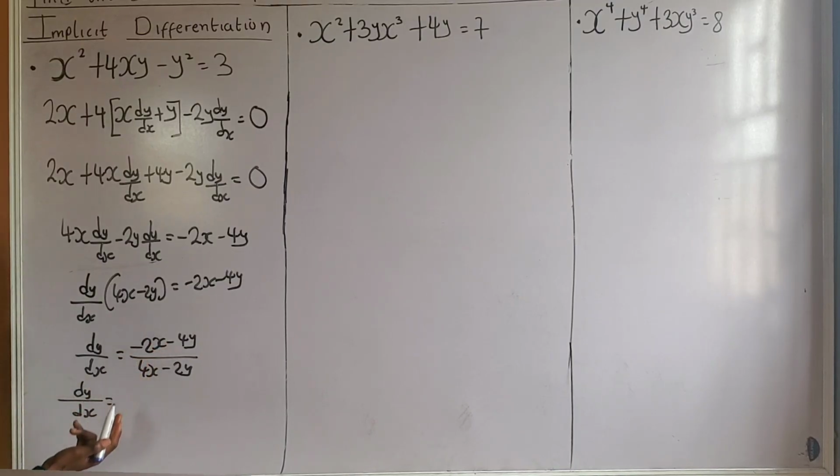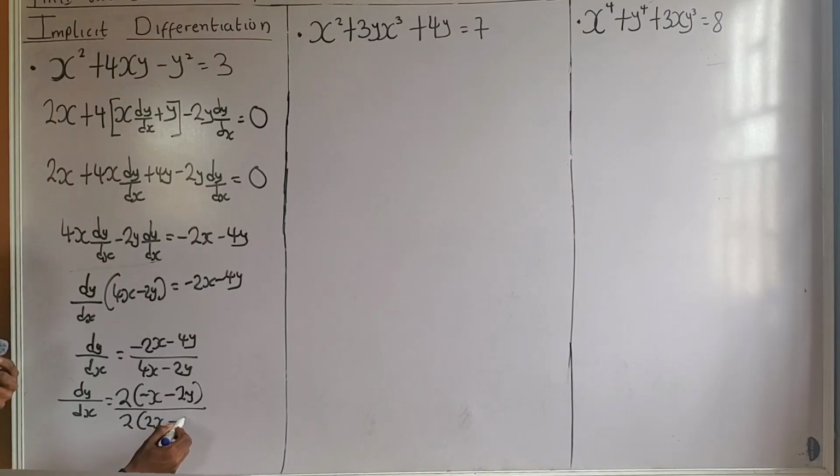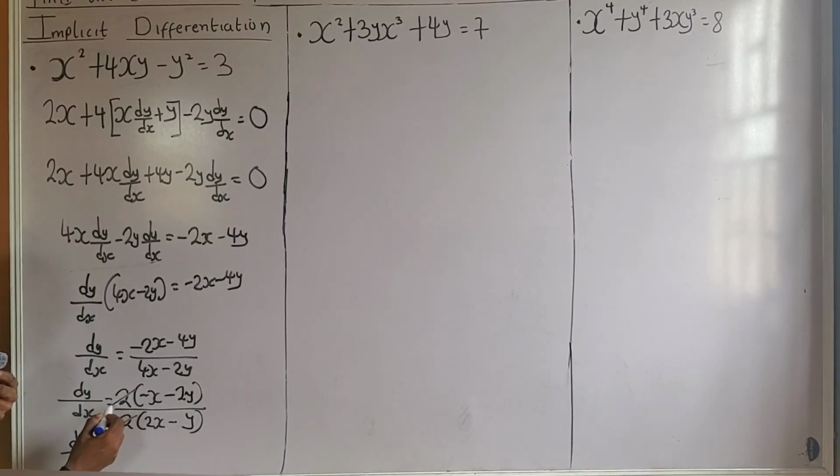Now, having gotten to this point, you can factorize. dy/dx will be equals to, what is common to negative 2x and negative 4y? That is 2, right? So I'm going to have 2 multiplied by (negative x minus 2y), all over 2 also (2x minus y). Okay. So I'm going to have dy/dx is equals to, this will eliminate this, (minus x minus 2y) all over (2x minus y).